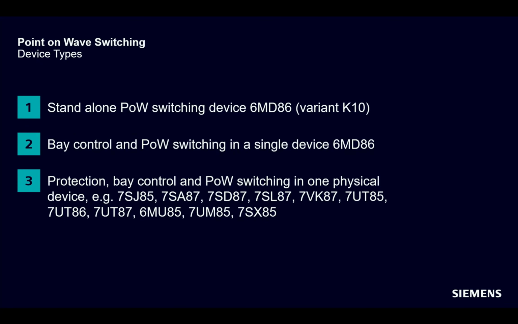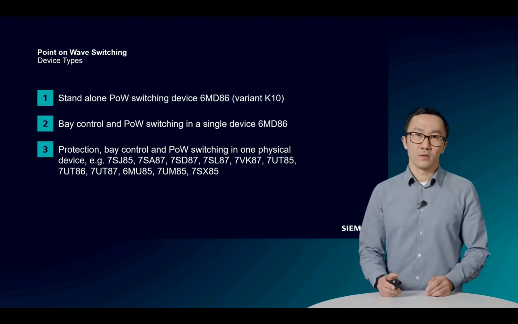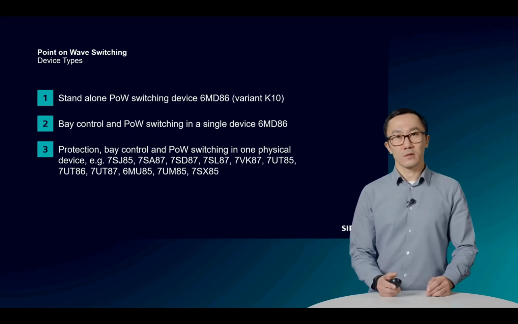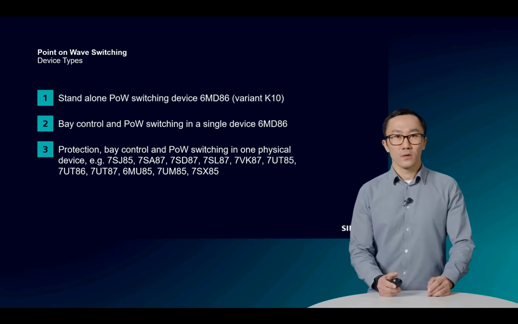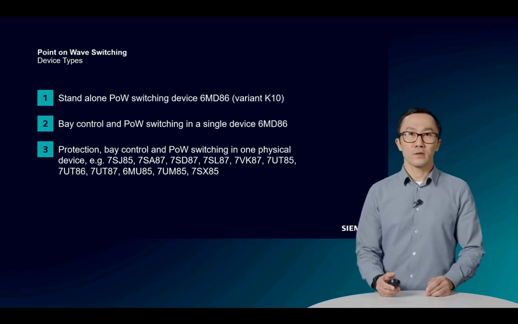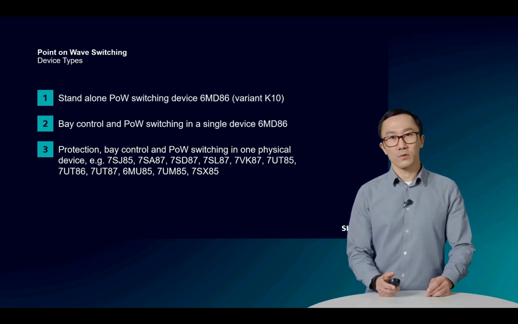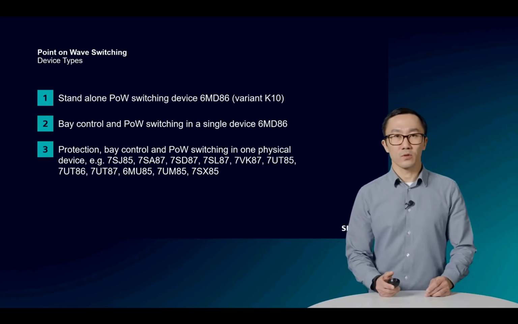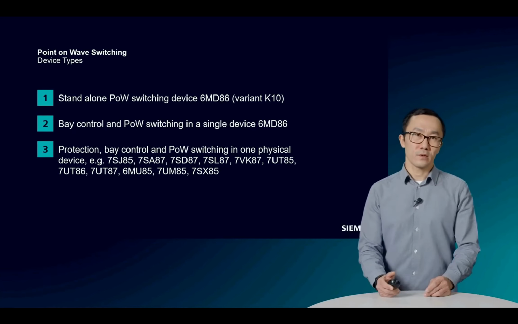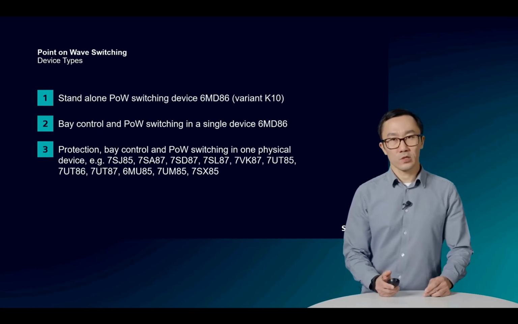So let's move now to the hardware part. Point-on-wave switching in CPROTEC 5 can be ordered in 3 different combinations. As a standalone switching device, 6MD86. For that, you should select variant K10 in CPROTEC 5 configurator. Also, as a bay control and point-on-wave switching device in one single device 6MD86. For this option, please choose all other variants besides K10. And, of course, as a protection, bay control and point-on-wave switching in one physical device. Here you have a variety of choices to select from. Probably here the choice will depend on the protection device types you need.